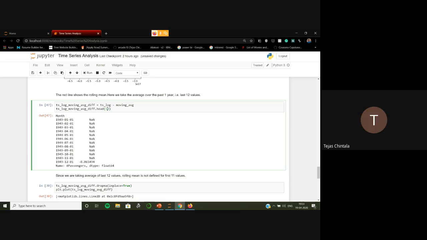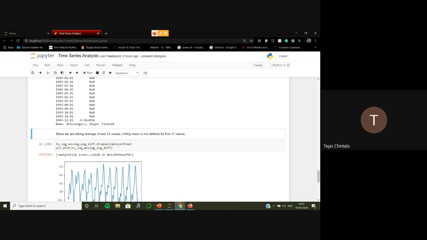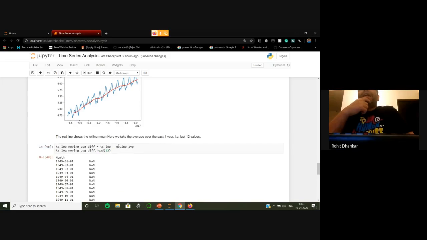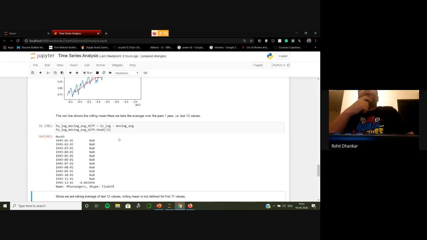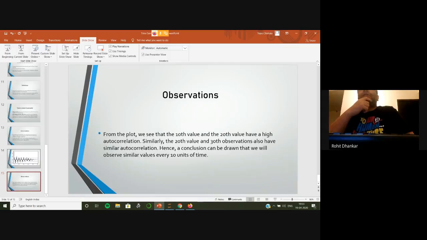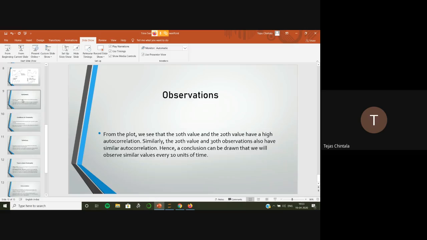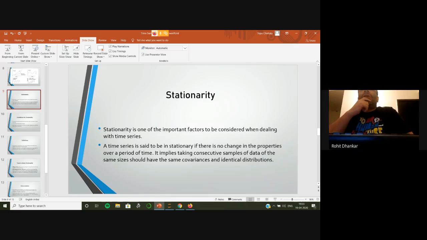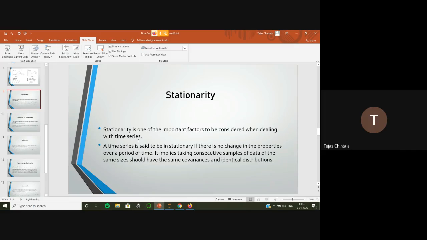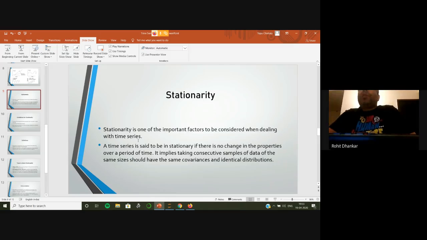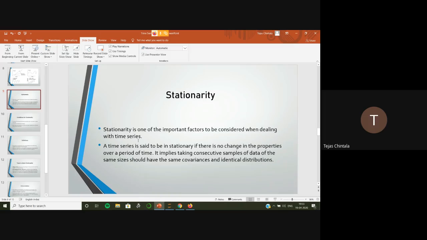So right now, where were we? In your slide, if you go back to the slide, you see the definition of stationarity. It's no change in properties over a period of time. Which means you take consecutive samples of data of the same sizes, which should have the same covariances and identical distributions. Yes.